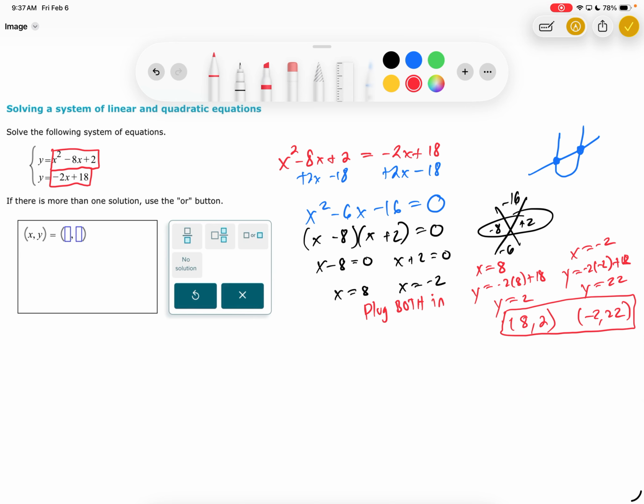Okay. So just like before, once you get an answer, plug it in. But on here, you get two answers, so you got to plug both of them in. And you got two intersection points.